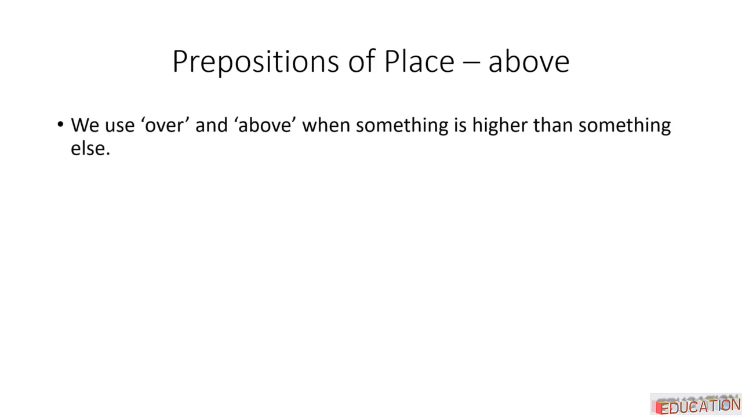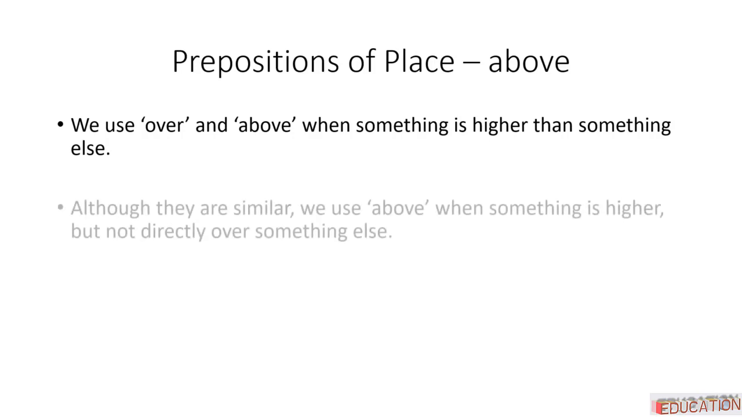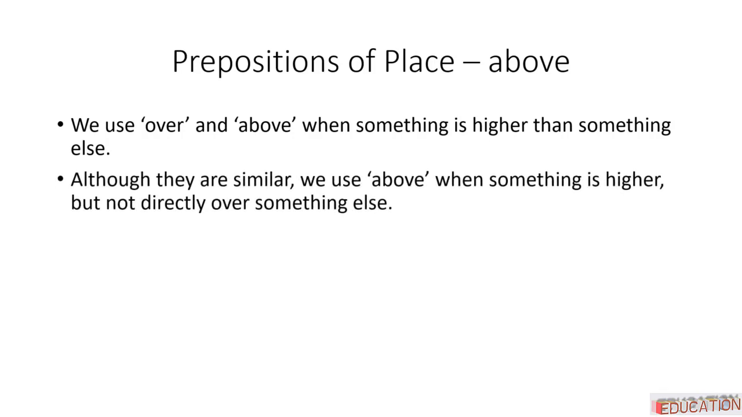So we said on the previous slide, we use over and above when one thing is higher than something else. And although they are very similar in use, we use above when something is higher, but not necessarily directly over something else. So we walked along the path above the lake. So the path was higher than the lake, but around it in this case.